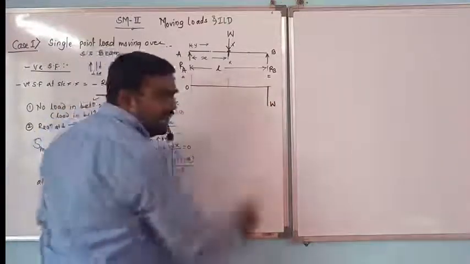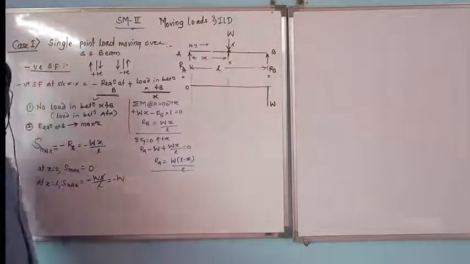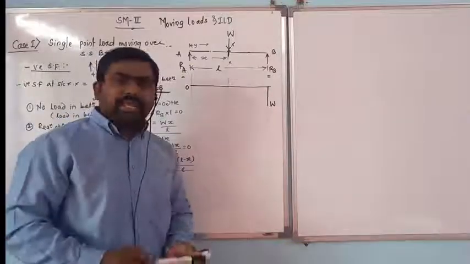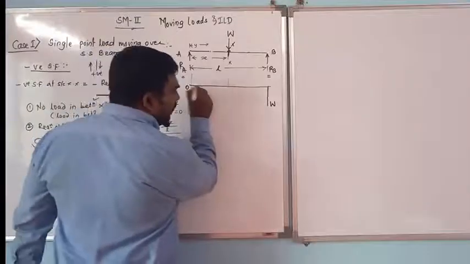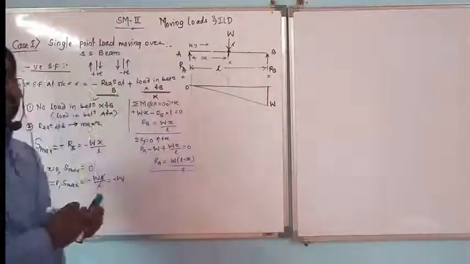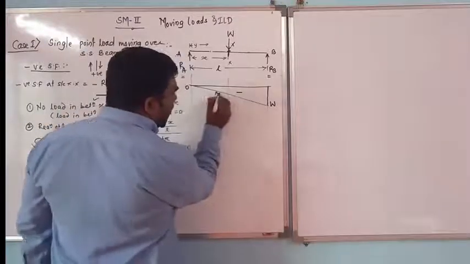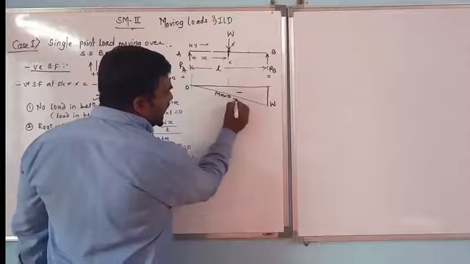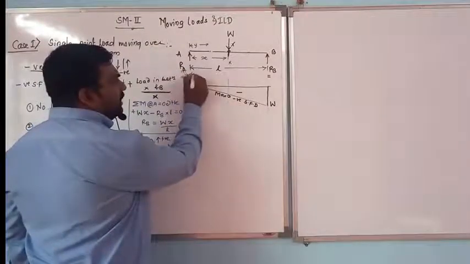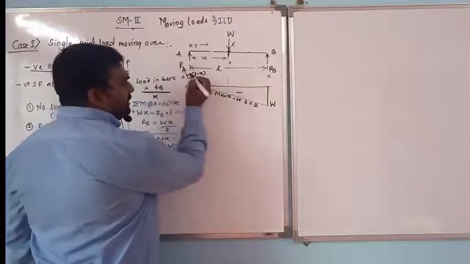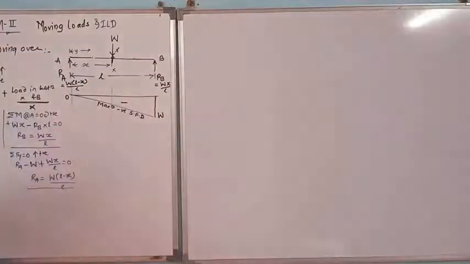Now the question is how to join this 0 to W. So let us check the shear force equation. It is Wx by L. It seems like a straight line equation, y is equal to mx plus c. Hence, we join this 0 to W by a straight line. So I have joined it with a straight line. This is negative, and here I will mention it as the maximum negative shear force diagram. Here I will write W(L minus x) by L, that is the RA. Here I will write the RB as Wx by L. Okay, so I write down the reactions and all those things.